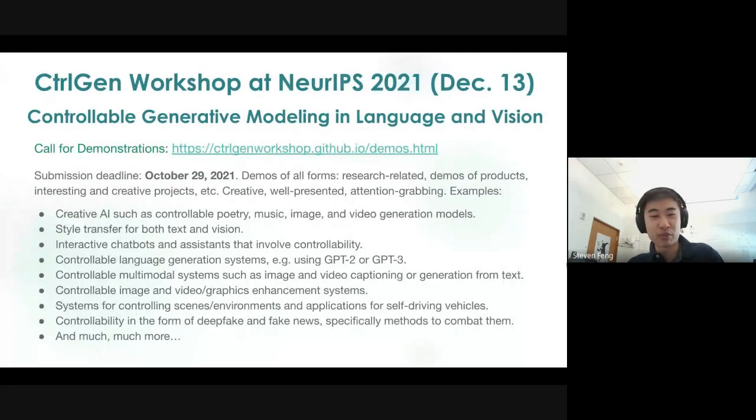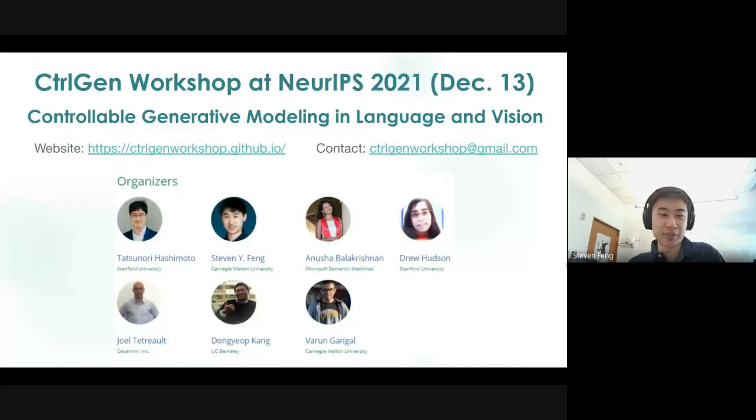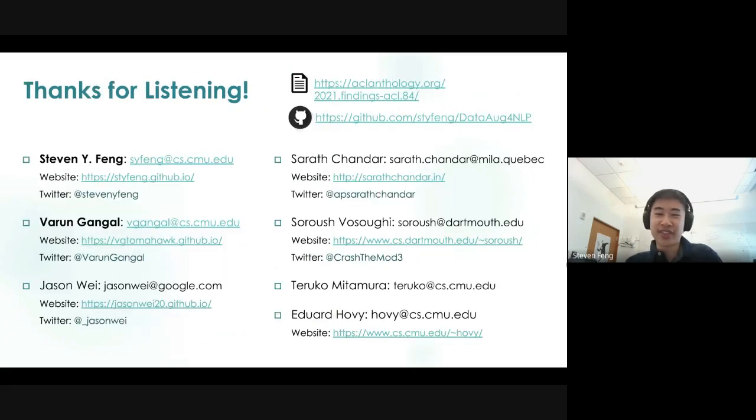We're also looking for any sort of demos, whether research related, demos of products, or interesting side projects, which are creative, well-presented, and attention-grabbing. So things like creative AI, style transfer, interactive chatbots, controllable image enhancement systems, and much, much more. So feel free to submit either papers or demos and to check out our workshop on December 13th. So this is an organizational effort, again, with me and Varun, as well as some others from Stanford, Microsoft, and so forth.